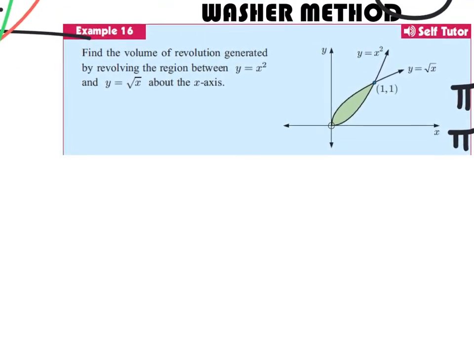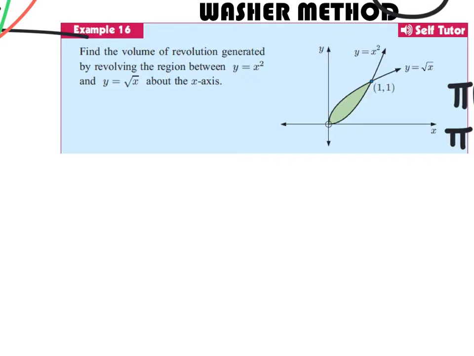So let's apply this to this situation. Find the volume of revolution generated by revolving the region between y equals x squared and y equals square root of x about the x-axis. Let me see if I can help you visualize this. I'm taking this function, square root of x, and this function, x squared, and I'm revolving them to create this solid. That doesn't look like a solid there, but it will here.